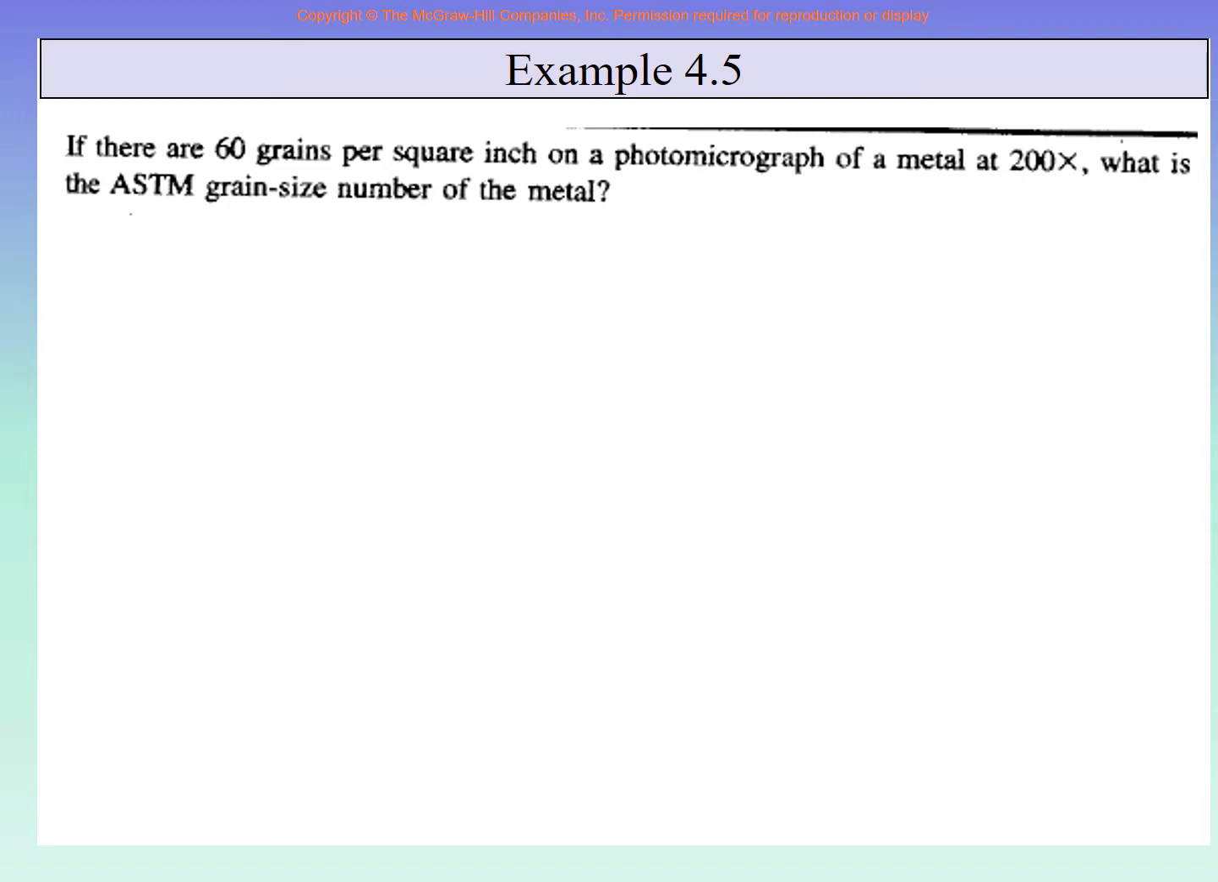So if I am seeing 60 grains here, then the actual number of grains will be more than this at 100. Agreed? At 200 magnification, we are seeing 60 grains in a square inch. So at 100 magnification, we will see more grains than this. So should we multiply it by 2? The ratio of 200 to 100 is 2. So should we multiply it by 2? And we say that the capital N is equal to 60 times 2, which is 120.